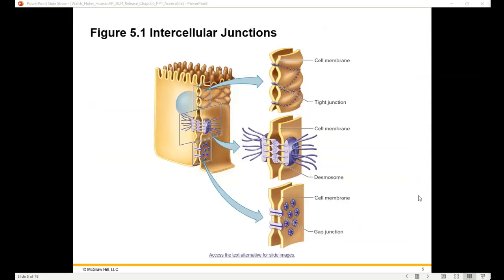Okay, and these are images of those different types. Here we have a tight junction, here the desmosome, and here a gap junction.